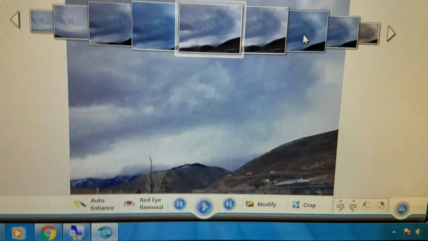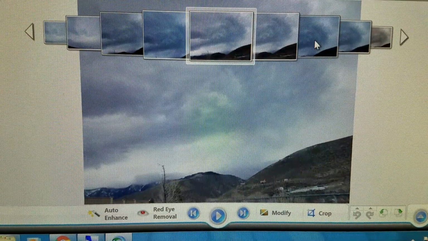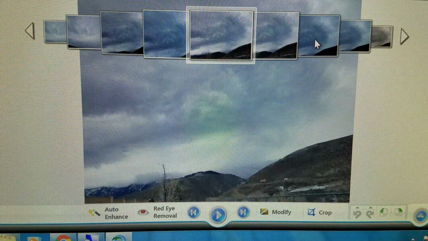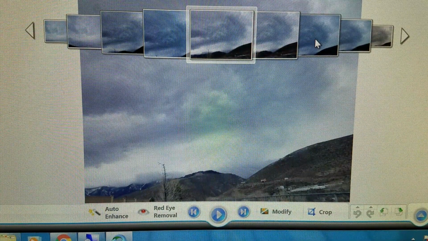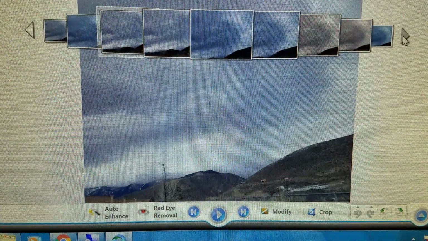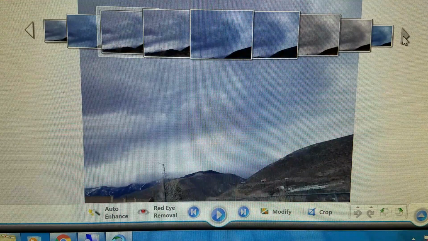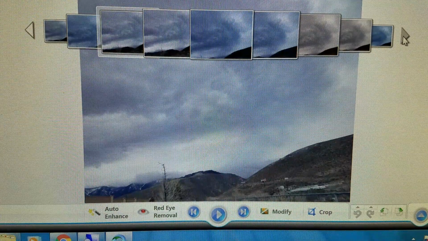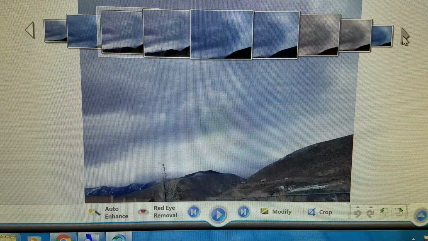And this went on for quite a while. This hung in the sky for a good 15, 20 minutes. And hang on here. So as you can see, I squeezed off a lot of pictures of this. So it hung in the sky for a minute there.